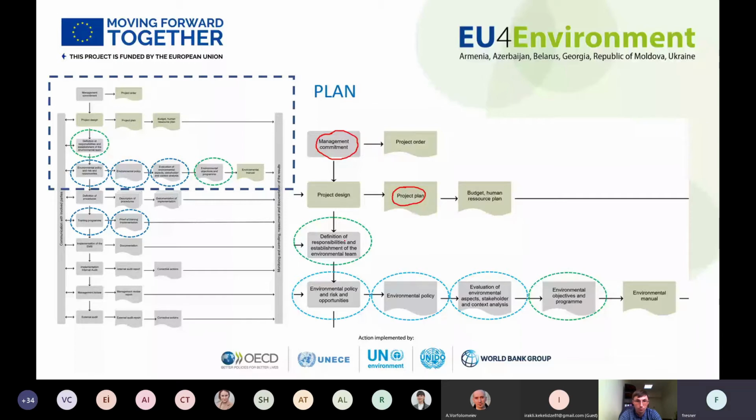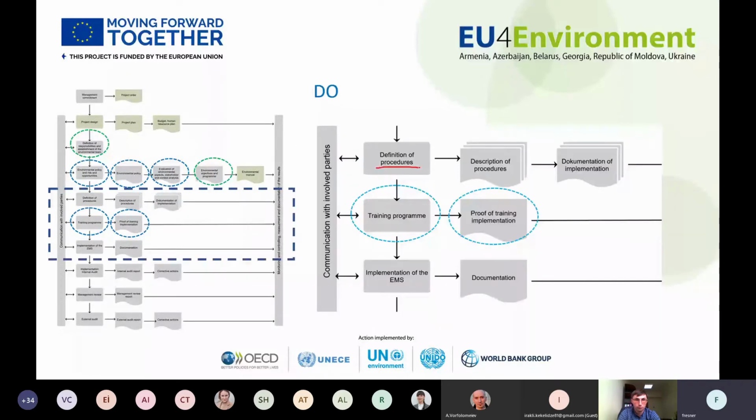We need a policy. We need to evaluate environmental aspects, stakeholders, and the context. And this will then result in objectives and the program. All this we will discuss step by step. We will define this layer of procedures, which leads to the documents, like the manual, like the procedures.